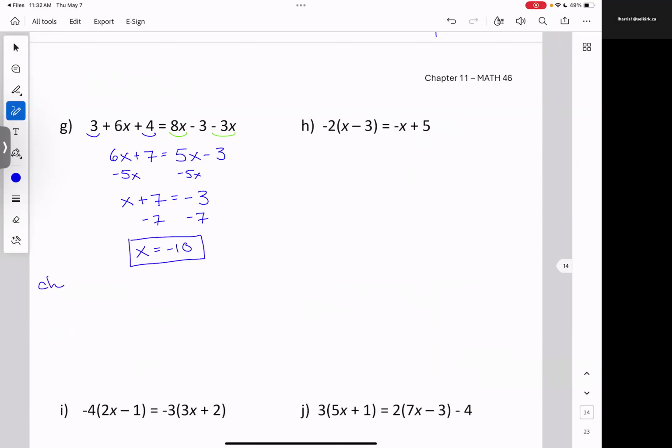And then let's do a check of that. So I'm just going to plug it straight in. So we'd have 3 plus 6 times negative 10 plus 4 on the left. And on the right, we have 8 times negative 10 minus 3 times negative 10. So go ahead and use your calculators and evaluate both of those. On the left, I get negative 53. And let's make sure I get the same thing on the right.